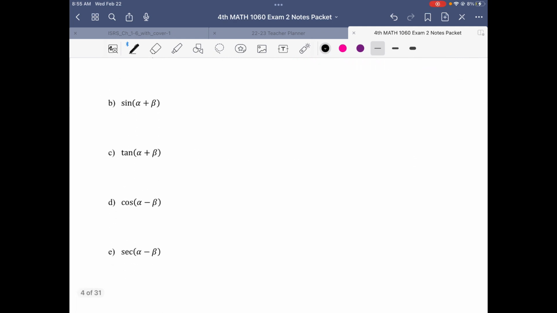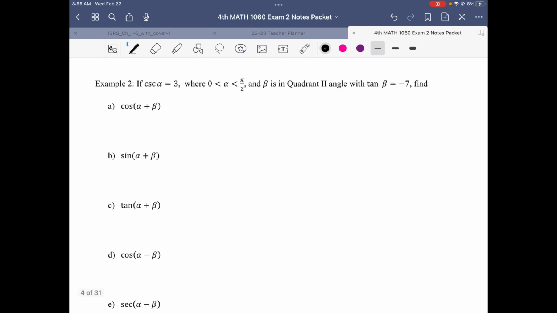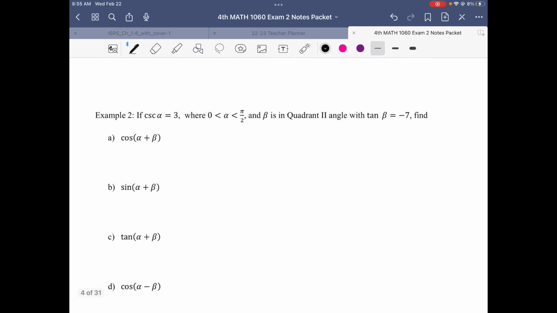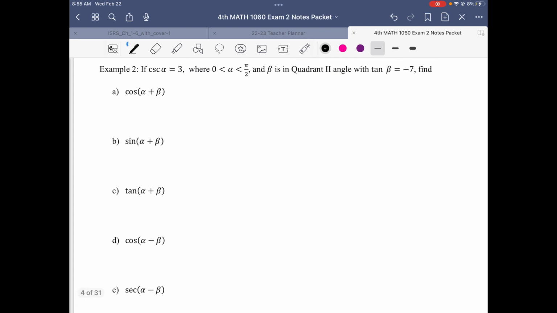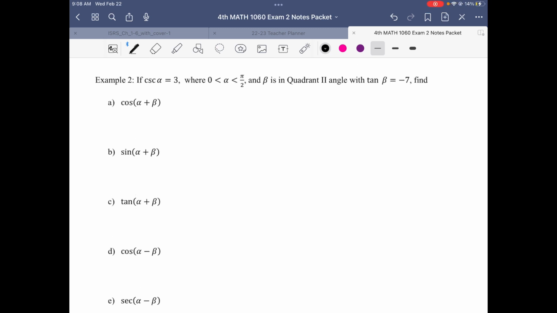Okay. So for the next couple examples, we need to be paying attention to a couple of things with where our quadrants are. So I'm going to go ahead and pause here, and I will be right back to finish that up. Okay, sorry about the little pause there.